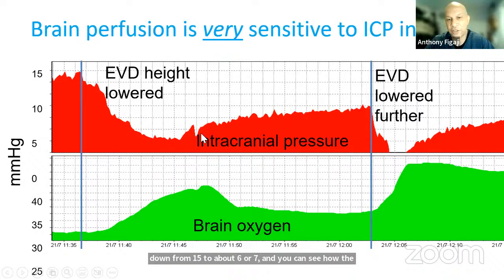And here it starts creeping up again. We lower the pressure, and the pressure drop here is from 10 to 0. And that pressure range usually shouldn't change perfusion in a normal brain, but in a brain that's perfusion limited, you can see how the increase in oxygen occurs immediately.